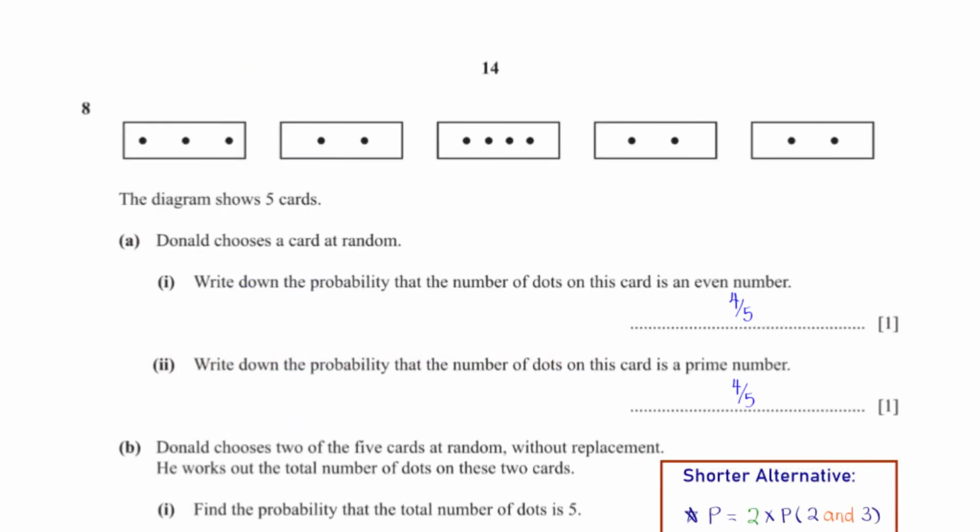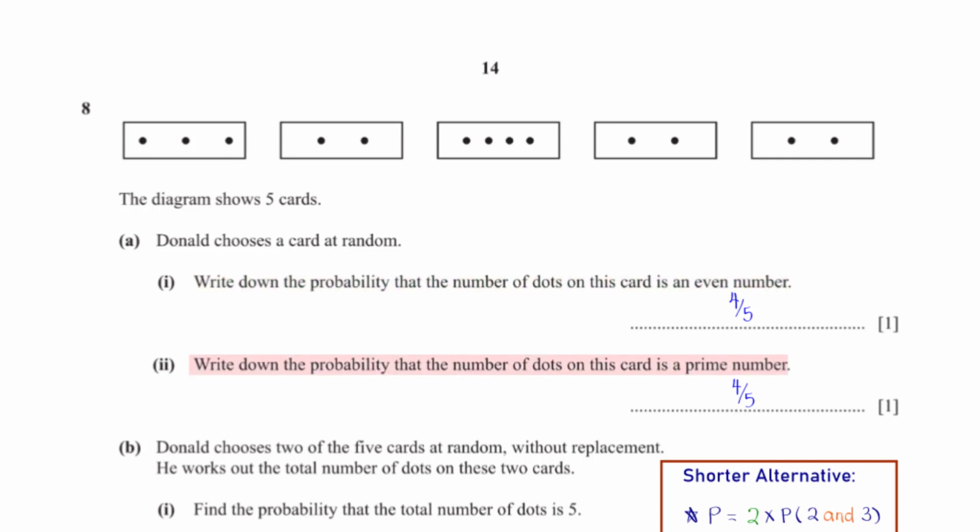The diagram shows 5 cards. Donald chooses a card at random. Write down the probability that the number of dots on this card is an even number. This probability is equal to the number of cards with an even number of dots, which is 4, divided by the total number of cards, which is 5. So we have 4 over 5.